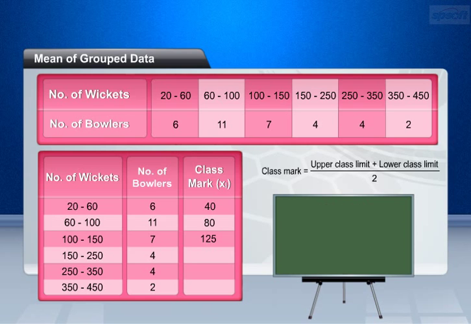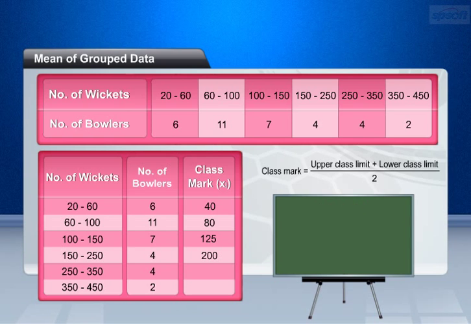Let us consider the interval 150 to 250. Here, upper class limit is 250 and lower class limit is 150. This implies that class mark equals (250 plus 150) by 2. This is equal to 400 by 2, which is 200. Therefore, the class mark is 200.